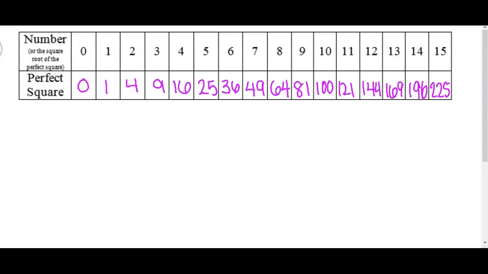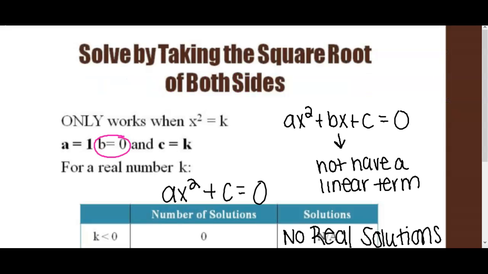Wait, so the number on top corresponds with that. That would be the answer if you took the square root. Yeah. Are we good? I'm not that wrong. Well, I mean, you asked pretty.